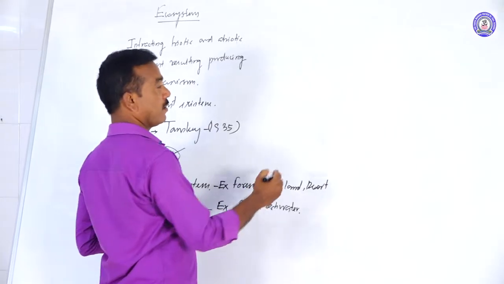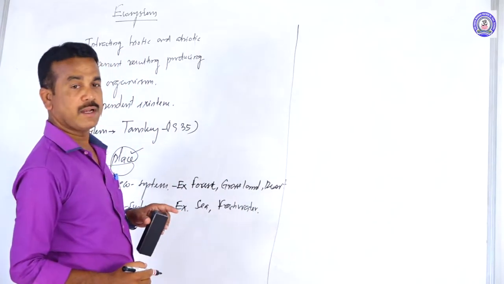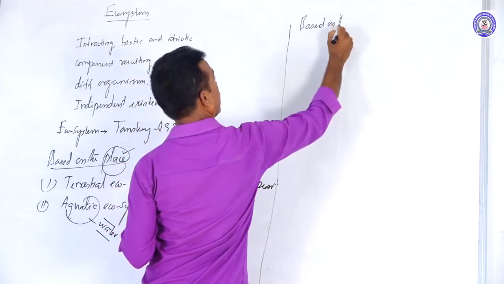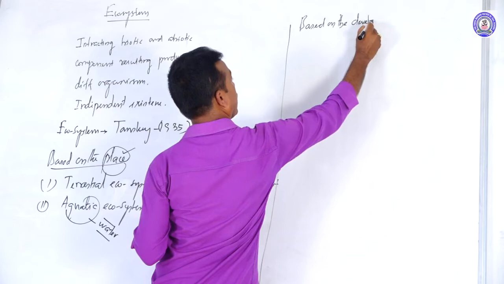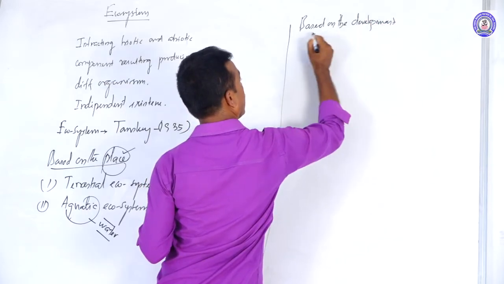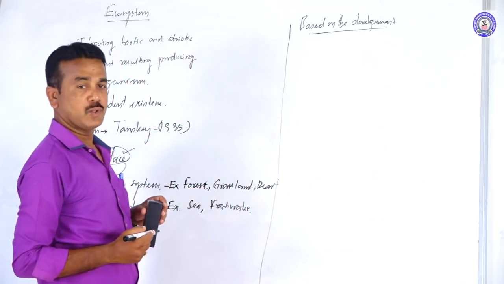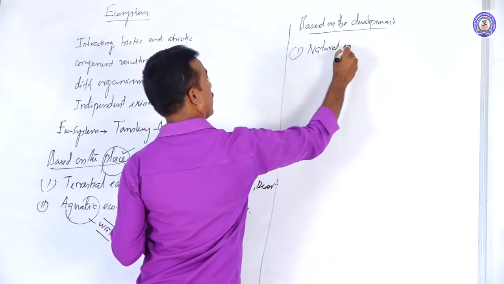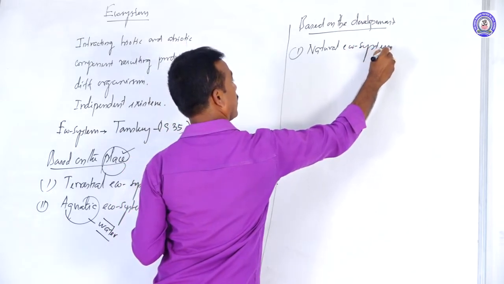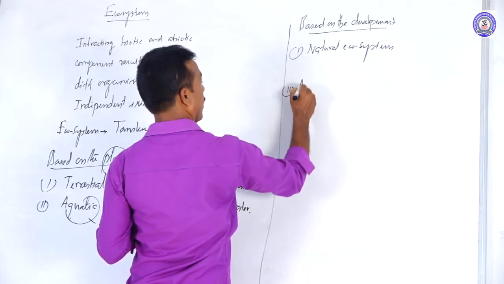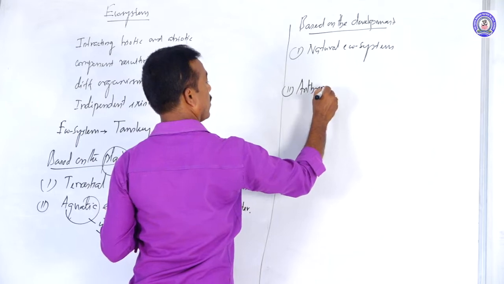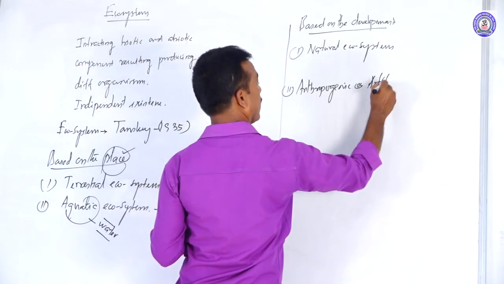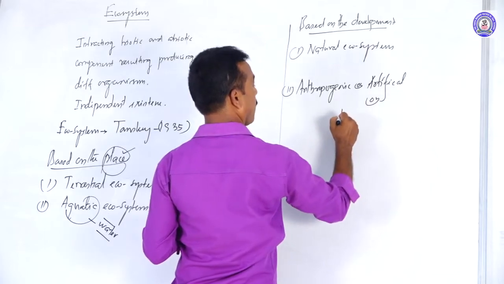The next one, ecosystem can be classified based on development. So based on the development, ecosystem can be classified into two types, namely natural ecosystem, and the second one, anthropogenic or artificial or man-made ecosystem.